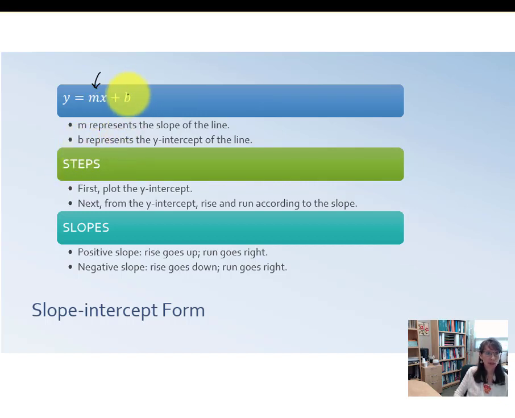B represents the y-intercept of the line, and that ordered pair would be 0, b. So we typically would write the ordered pair to represent the y-intercept. So the first step we need to follow is to plot the y-intercept.